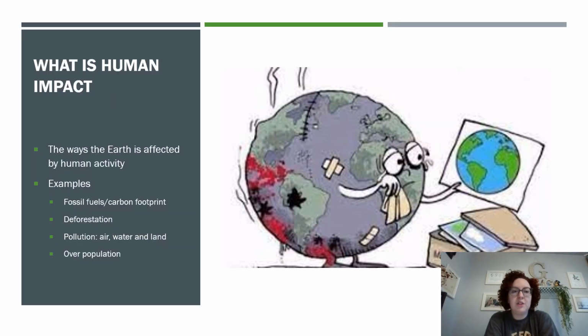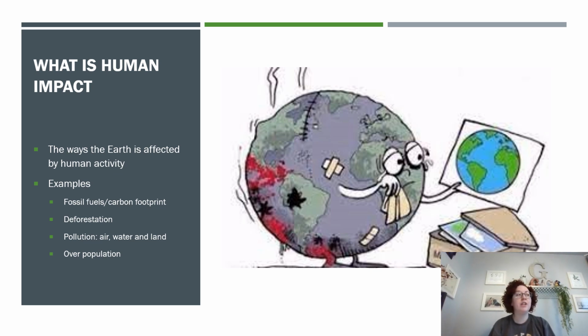So one of the major things that we talk about is all of the minor areas that we are impacting. So here are the topics that we're going to be focusing in on. And if you're looking at your choice board, you're already aware of these. The ways the earth is affected because of the activity that we do has hurt it. Like this cartoon seems silly, but it's legitimately how we're treating our planet.